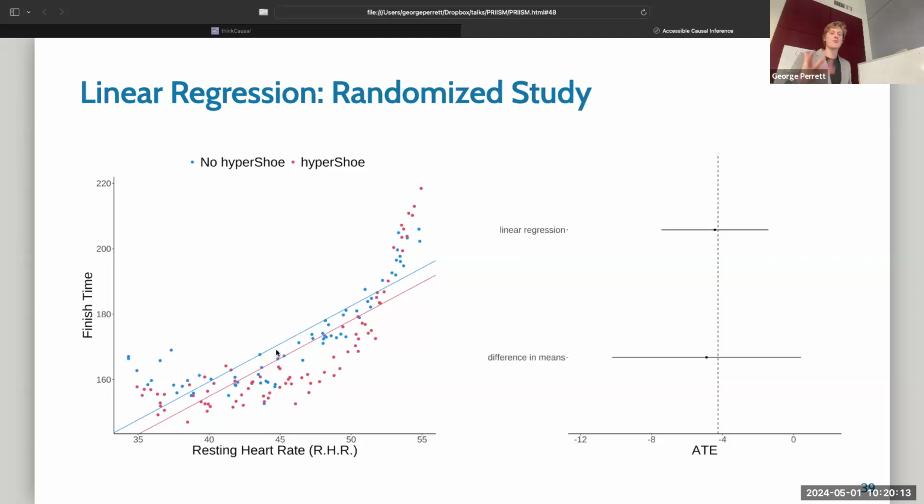Now, why did this work? Well, the uncertainty got smaller because now I'm using information from resting heart rate. This regression here is soaking up some of the variation, and that is giving me more precision when I'm looking at the SATE.